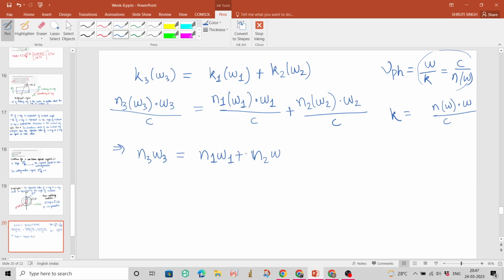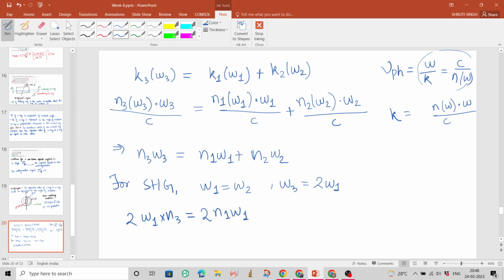Now, for second harmonic generation, omega 1 and omega 2 are equal, and omega 3 will be equal to 2 times omega 1. That's what the second harmonic is. So we replace these things here, then we will get 2 omega 1 into n3 equals 2 times n1 omega 1. Omega 1 will get cancelled away, so we are left with n1 should be equal to n3. That is, n1 for omega 1 should be equal to the refractive index of the sum photon. From here we got that equation.